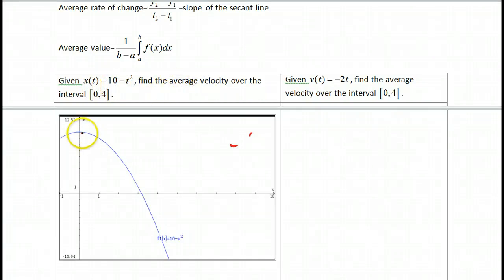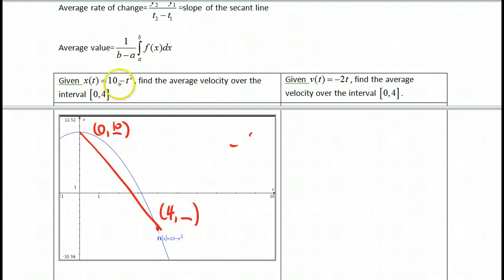So I'm going to find the slope of the secant line. Here's 4 here, and that goes to that point there. So I'm going to find the slope of that secant line right there. Now to do this, these are both x values. So this point here would have an x value of 0. You have to find that y value. Well, that y value is going to be 10. And then this one here, I have an x value of 4. You're going to have to find that y value. Well, if I put in 16 there, I'm going to get negative 6.